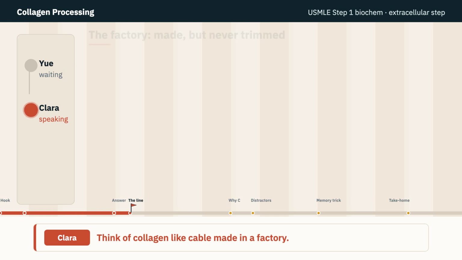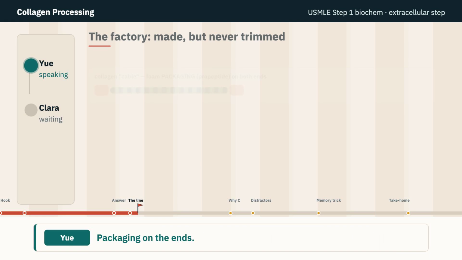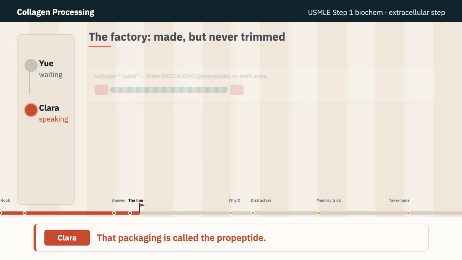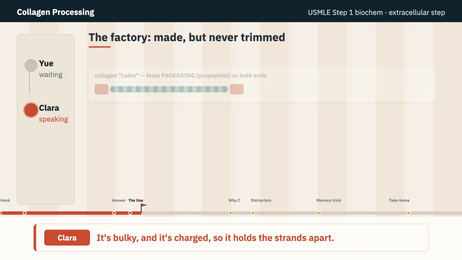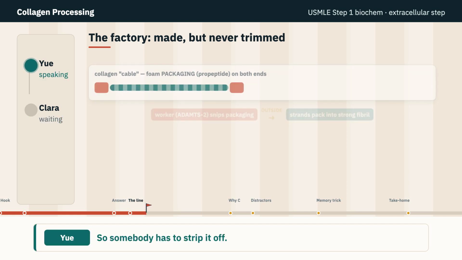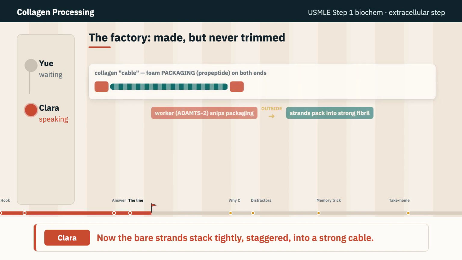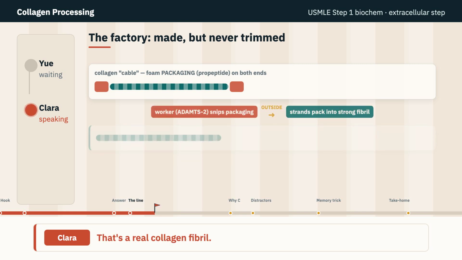Think of collagen like cable made in a factory. The finished strands roll off the line, but each one still has a big chunk of foam packaging stuck on both ends. Packaging on the ends. That packaging is called the propeptide. It's bulky and it's charged, so it holds the strands apart. As long as it's on, the strands can't pack together. So somebody has to strip it off. A worker at the loading dock outside the factory snips the packaging off. Now the bare strands stack tightly, staggered, into a strong cable. That's a real collagen fibril.